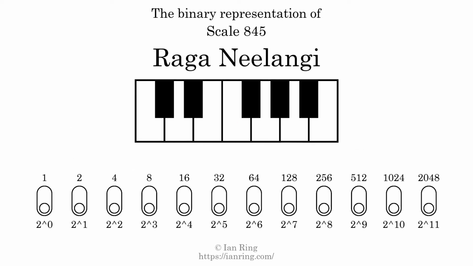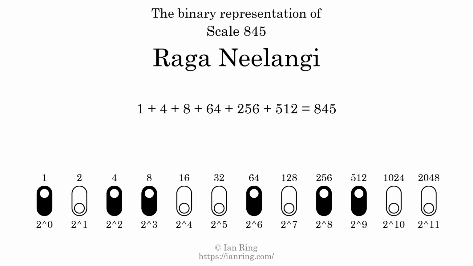The binary representation of this scale is determined by mapping tones of the scale to binary digits. Each binary digit represents a power of 2. To get the scale number, we add the powers of 2 together. The powers of 2 that are present in the scale, all added together, equals 845. That is why the scale number, in decimal, is 845.